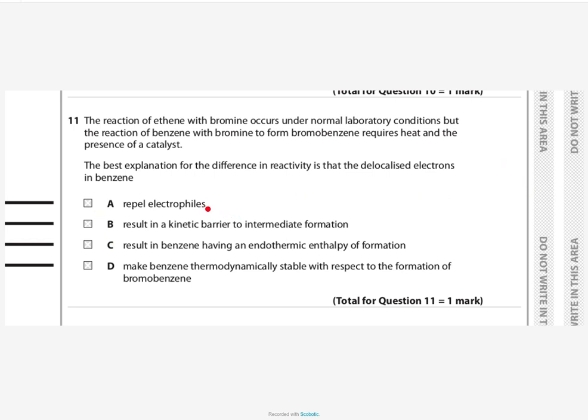No, benzene doesn't repel electrophiles. All reactions of benzene under normal conditions are electrophilic substitution. Results in a kinetic barrier to intermediate formation. Best explanation for the difference in reactivity of the delocalized electrons in benzene.